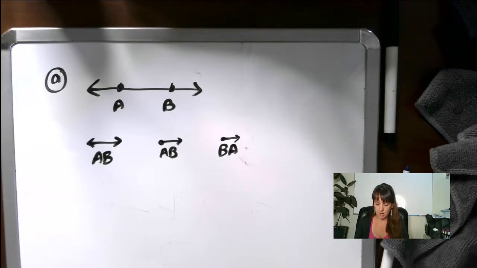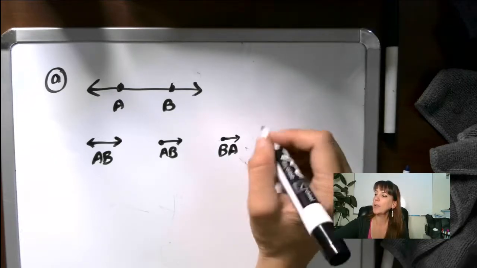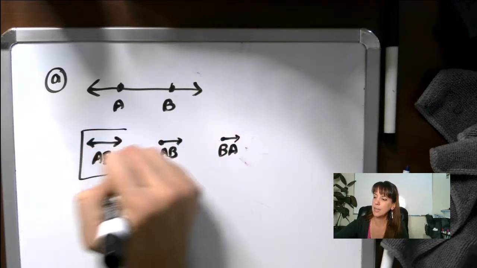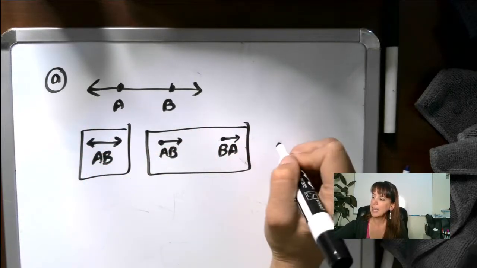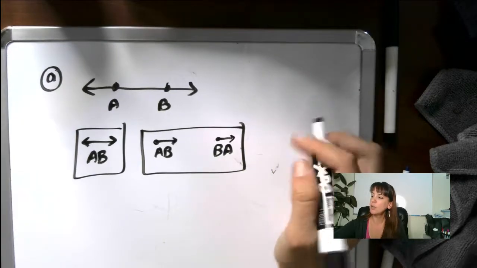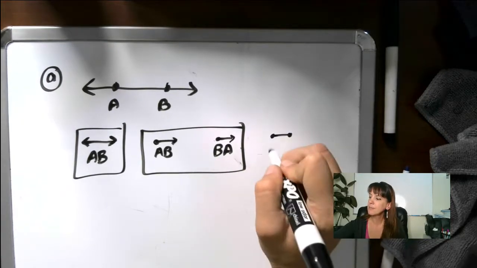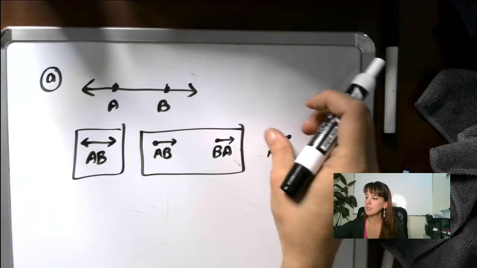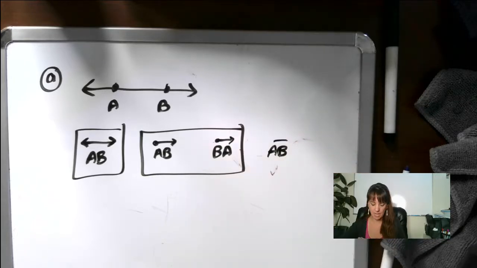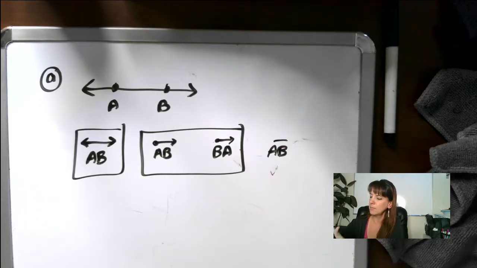All right, and then a segment. The way you write it, so this is a line, these are our rays, and a segment is denoted by this. You don't have to put the little dots on there. You can just say it like that, okay? All right, so let's do B together.